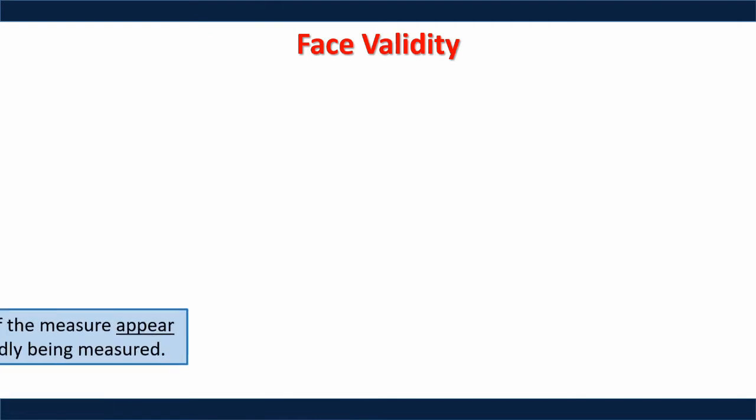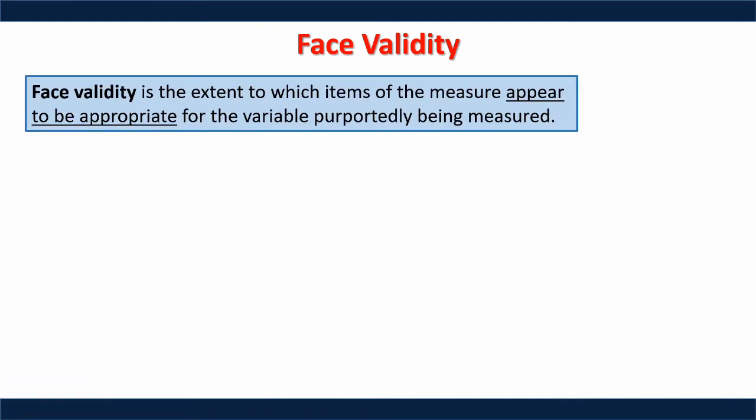The face validity of a measure is the extent to which the items and content of that measure appear to be appropriate for measuring the variable. Often when we evaluate face validity, it's done with an eyeball test, where the researcher considers the definition and looks carefully at the items to see whether there's correspondence between the two.